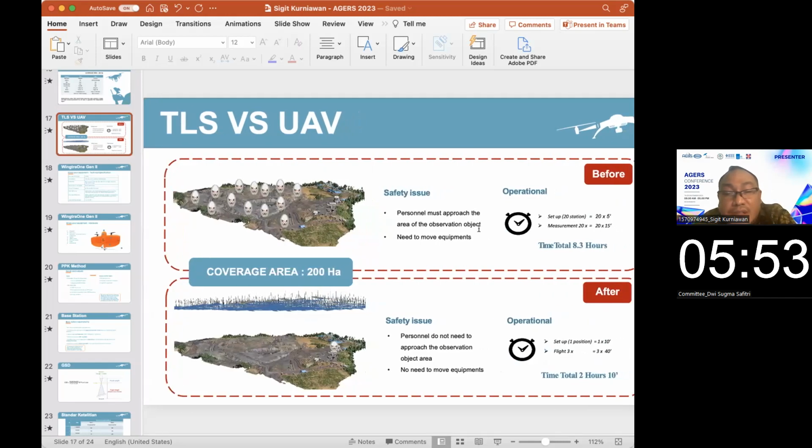And safety issue, for personnel must approach the area of the observation object for using TLS, but with UAV, personnel do not need to approach the observation object area.